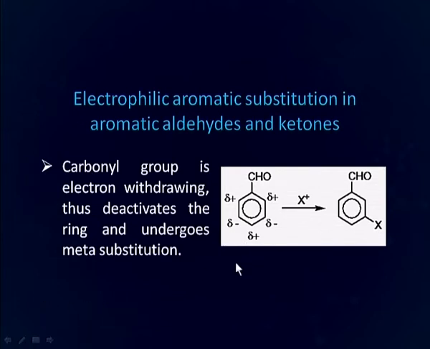Here it has been represented with the help of these charges that, because of the electron withdrawing nature of this aldehydic group, these three positions, the two ortho positions and one para position, are electron deficient, whereas these two meta positions are not that electron deficient. As a result, when electrophilic substitution takes place on benzaldehyde, the substituent goes to the meta position.